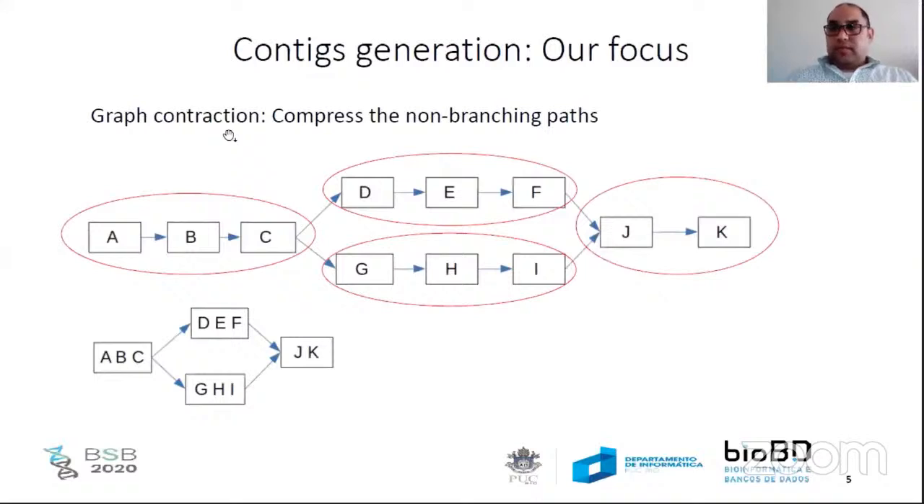Graph contraction is when a node has only one outgoing directed edge that points to another node that has only one incoming directed edge. These two nodes are merged. See the red circle here. We have three unambiguous paths, and we merge them into one, giving a reduced graph.